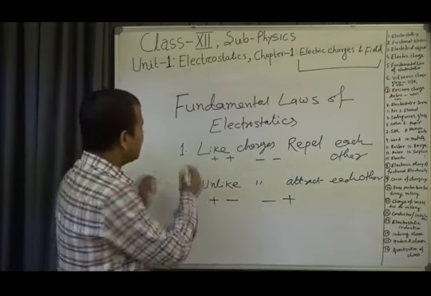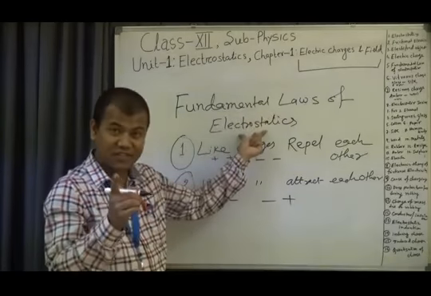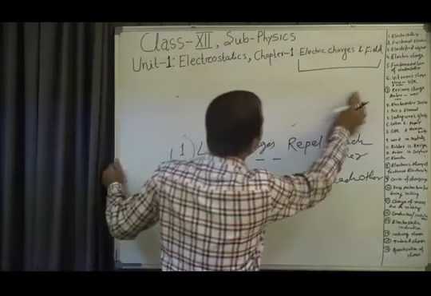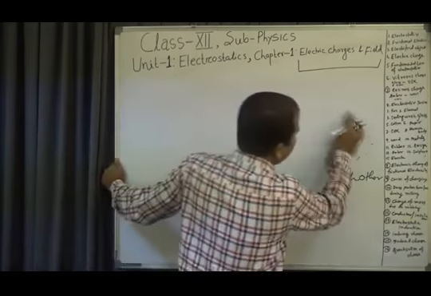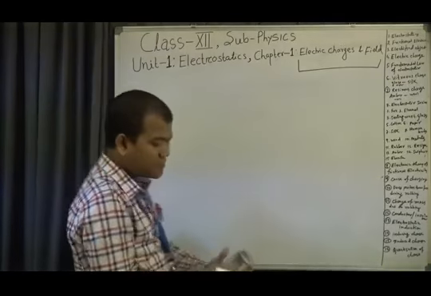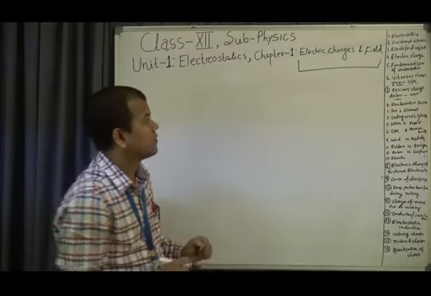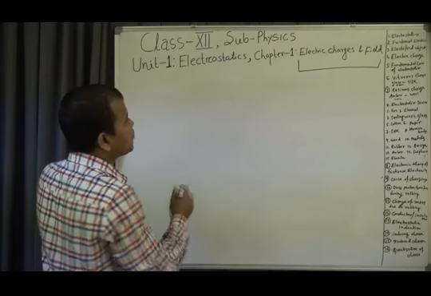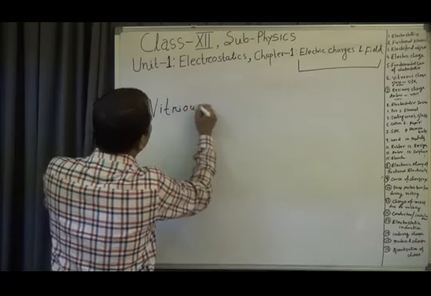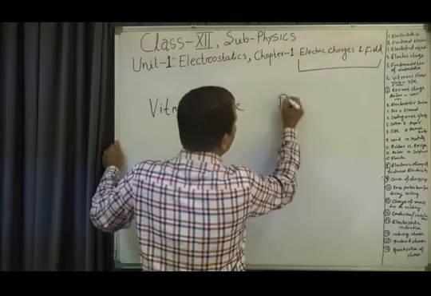Okay. So these two laws are the fundamental laws of electrostatics. Very simple, right? Very simple. So I said about the fundamental laws. Now let us move to the history of this chapter and some terminology, means some terms. Vitreous charge and resinous charge. What I said? Vitreous charge. Another is resinous.